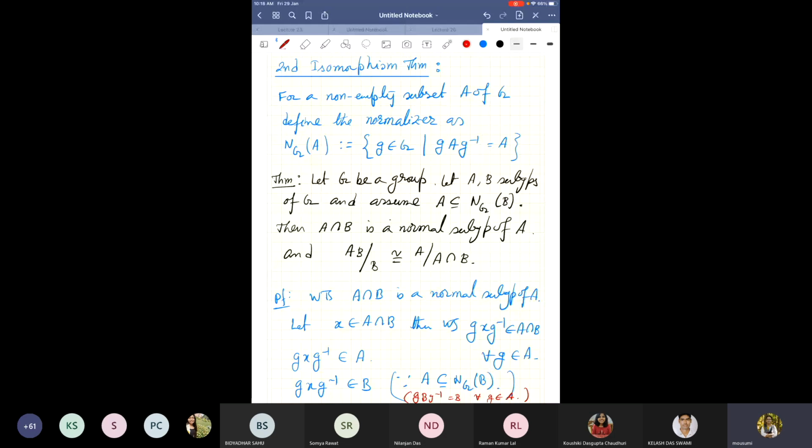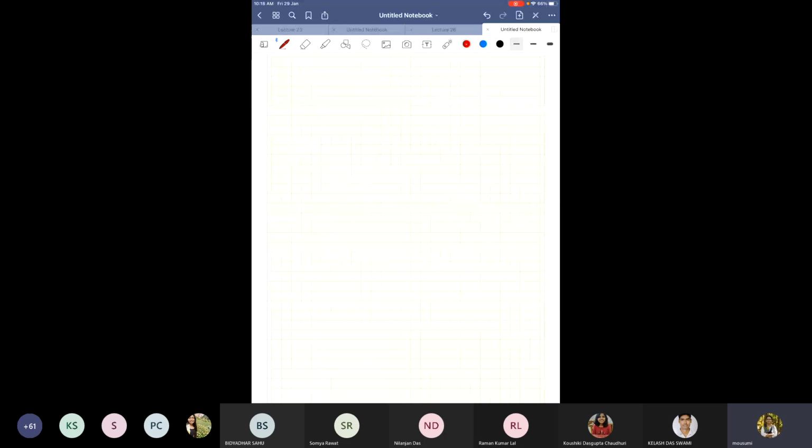Therefore, G x G inverse belongs to A intersection B for all G belongs to A. Hence, A intersection B is a normal subgroup of A. So the first thing we have proved. Next, I would like to prove this isomorphism.